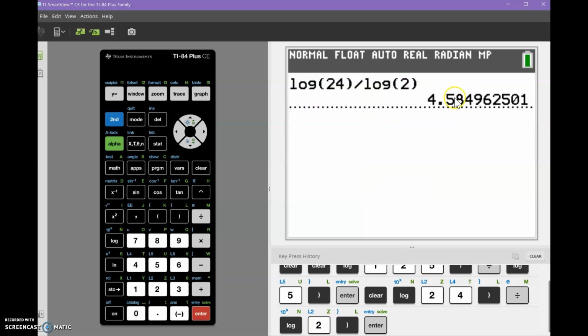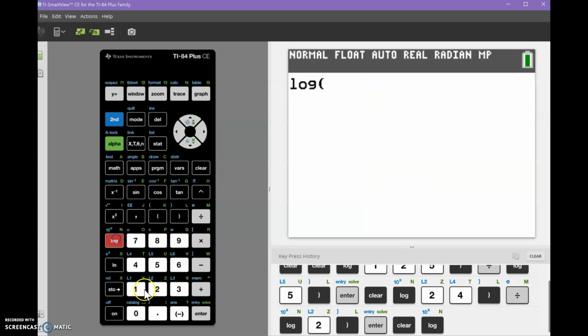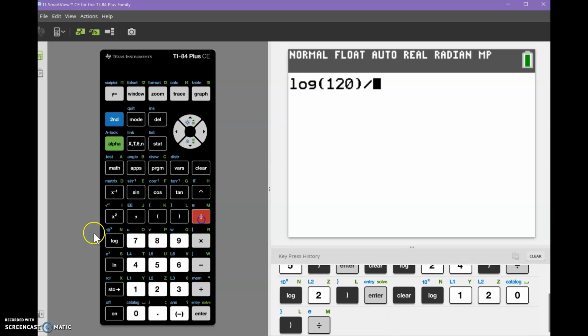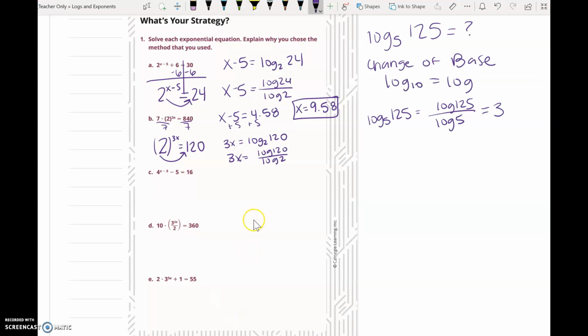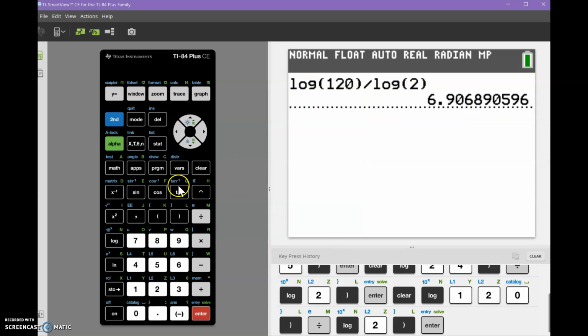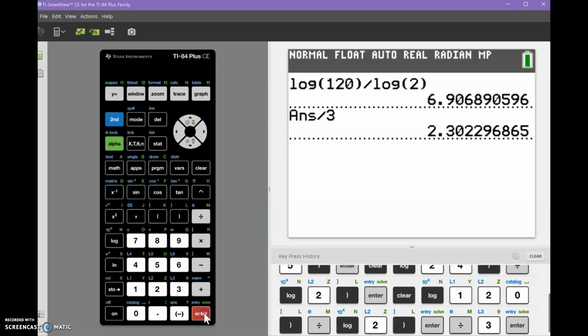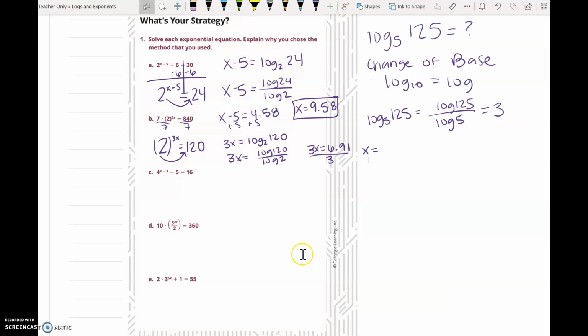Go to my calculator. Again, it's probably going to be a decimal, and that is okay, 2 decimal places. This would be 6.91. The 6 is going to round up, 6.91. So 3x equals 6.91. There's still something by x. Divide by 3. X is going to equal 6.91 divided by 3, which is 2.30.